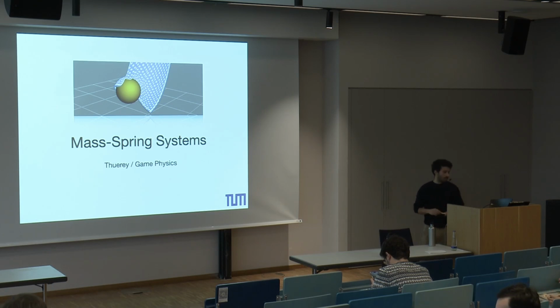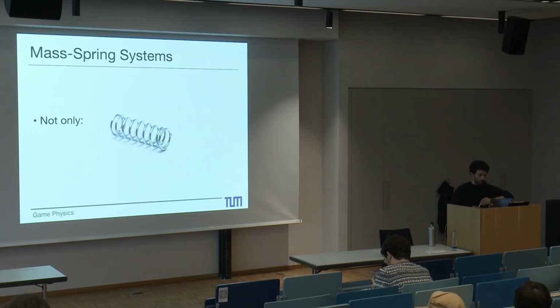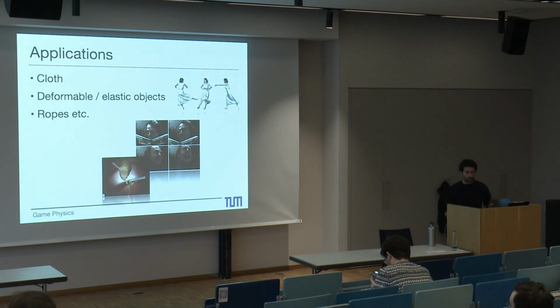Today's topic is mass spring systems, so we're gonna dive a little bit into these modelizations for objects. And of course, the first thing that we think about when we are talking about springs is something like this, but this is really not only about something that simple, because spring systems can be used also to model something a little bit more complicated, such as, for instance, cloth, deformable elastic objects, ropes, and all the stuff that you might end up finding when designing and programming games.